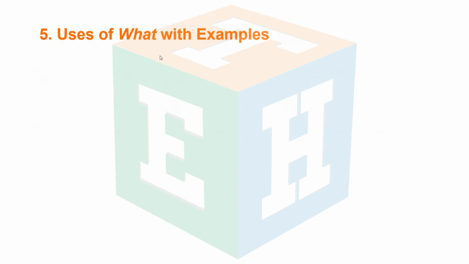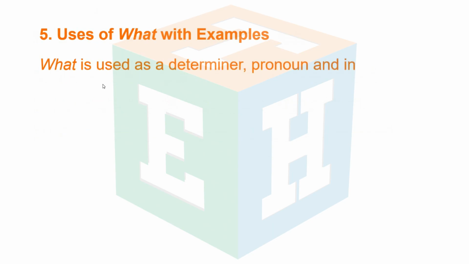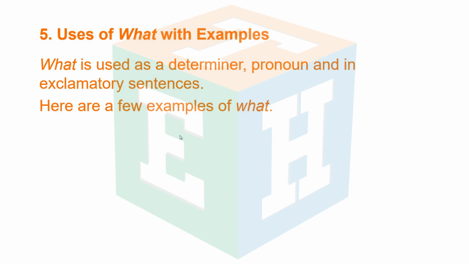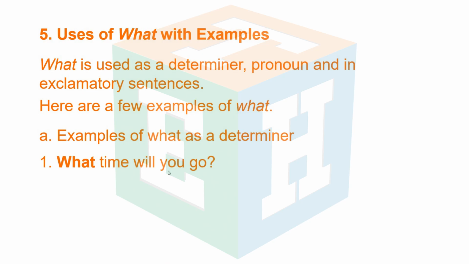5. Uses of what with examples. What is used as a determiner, pronoun, and in exclamatory sentences. Here are a few examples of what. A. Examples of what as a determiner.